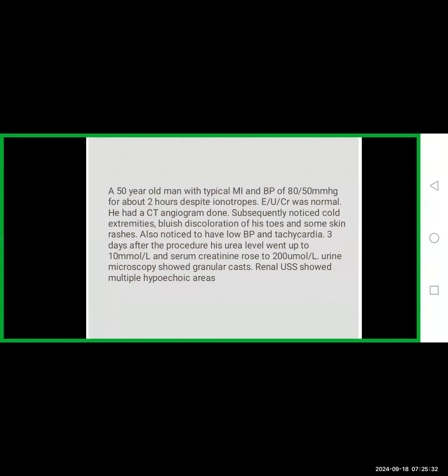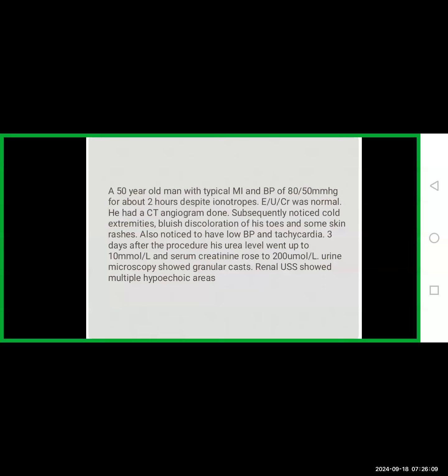Good morning, my teachers and fellow contestants. I'm answering question 5B of April 2022. The question says: a 50-year-old man with typical MI and blood pressure of 80/50 millimeters of mercury for about 2 hours, despite inotropes. His ECG was normal. He had a CT angiogram done and subsequently noticed cold extremities, bluish discoloration of his toes, and some skin rashes. Also noticed to have low blood pressure and tachycardia.